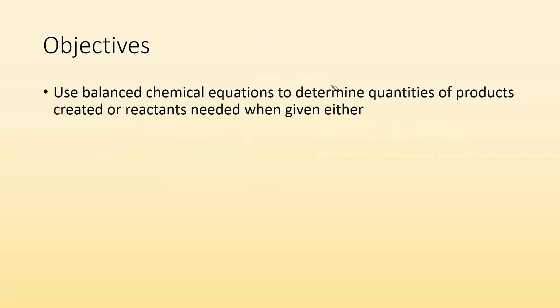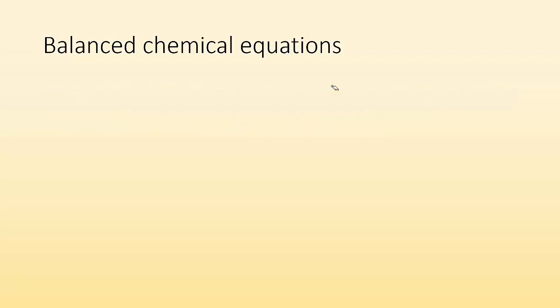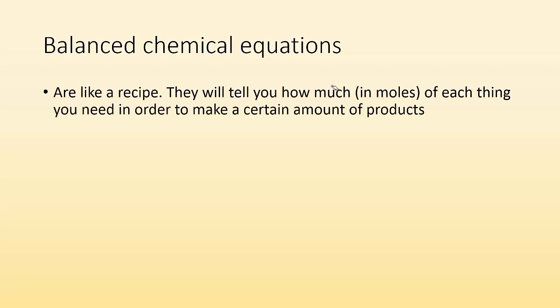So our objectives will be to use the balanced chemical equations to determine quantities of products created or reactants needed when given either one, right? For example, how much X can you make if you have this much Y? That's what we're going to be doing. So balanced chemical equations are like a recipe, and they will tell you how much in moles of each thing you need in order to make certain amounts of products.